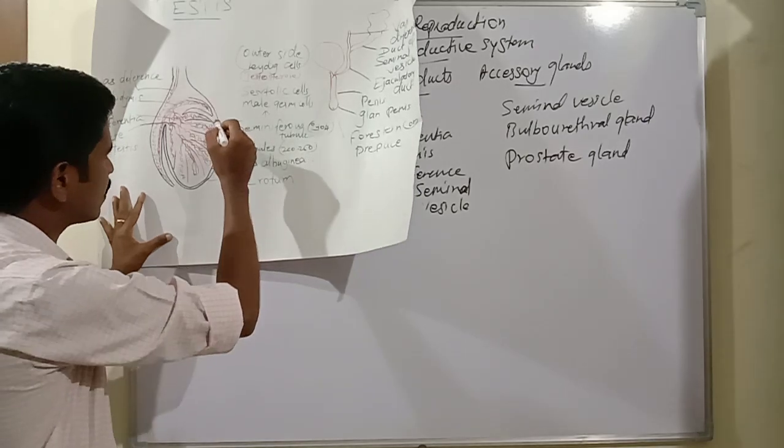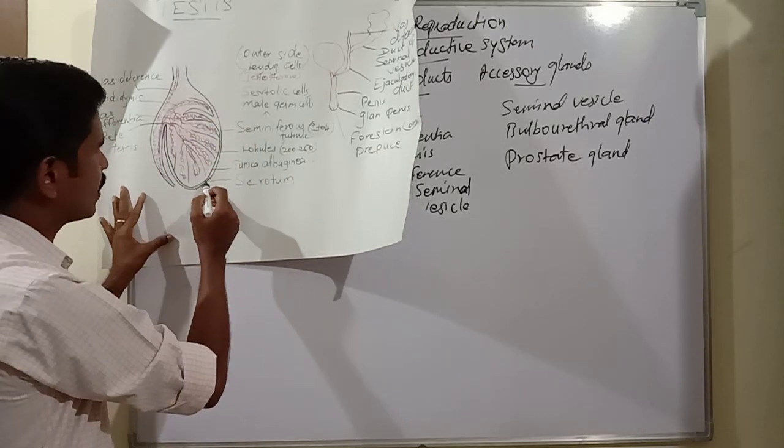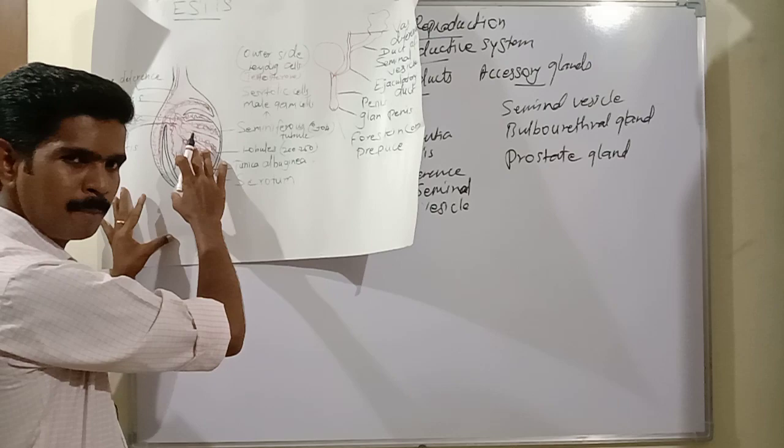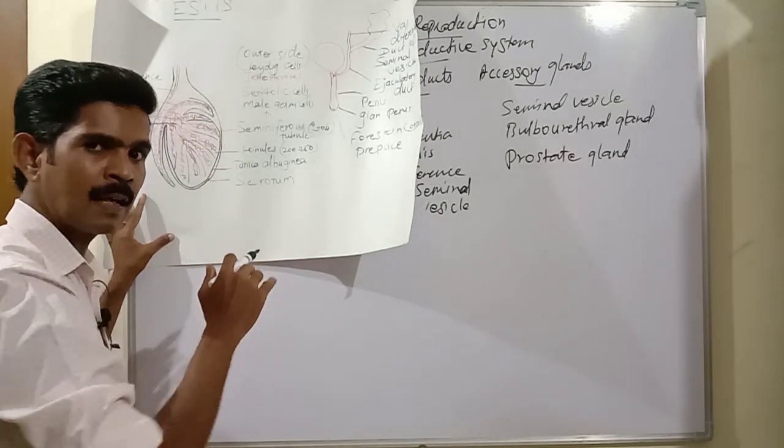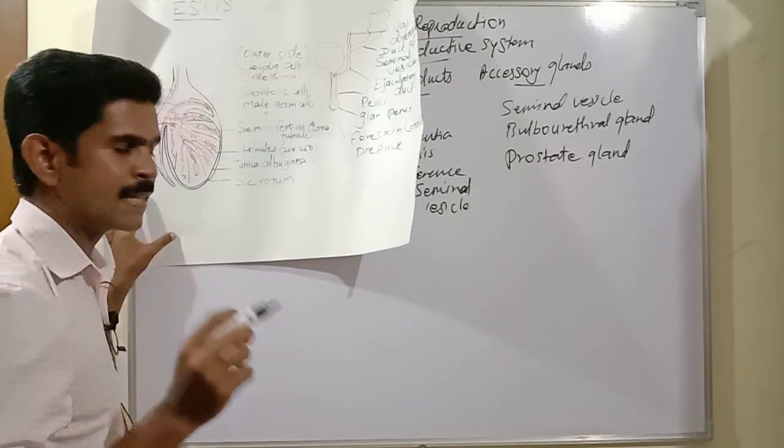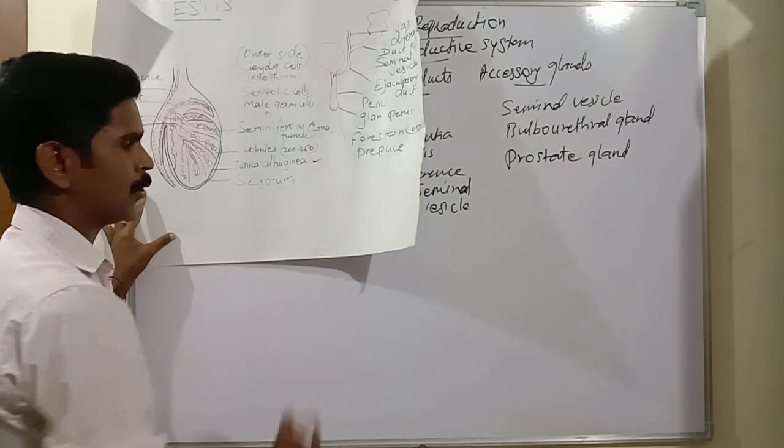So, just to imagine this is the scrotum. So, inside the scrotum only testis is located. Then both testes are covered by a small membrane-like structure. It is called tunica albuginea.